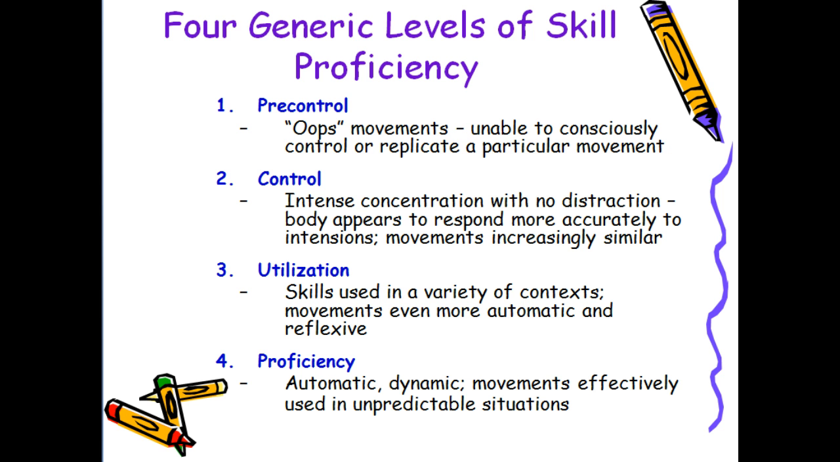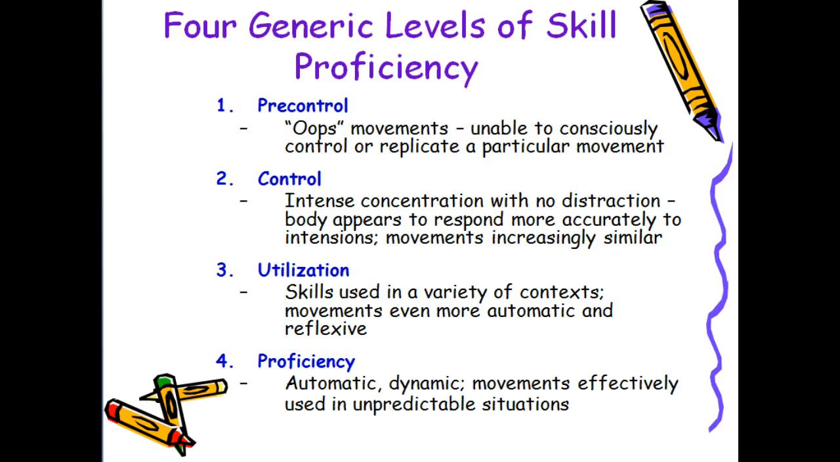These are some very short descriptions of the generic levels of skill proficiency. At the pre-control level, oops movements or surprise movements are done sometimes. Students are usually unable to consciously control or replicate a particular movement. The control level is characterized by intense concentration without distraction. The body appears to respond more accurately to intentions, and movements are increasingly similar or repetitive.